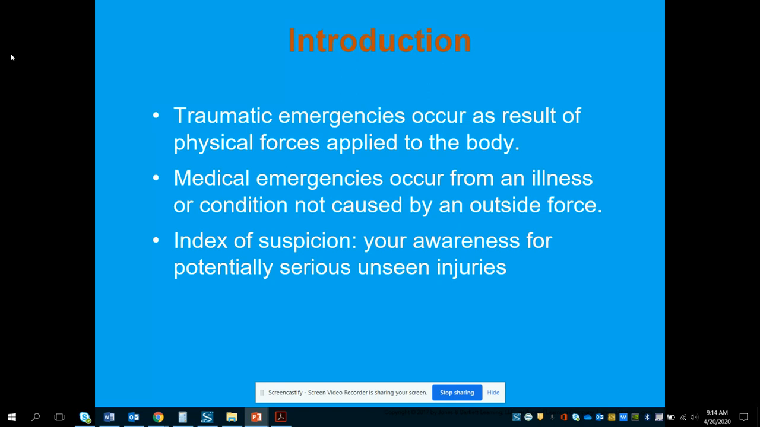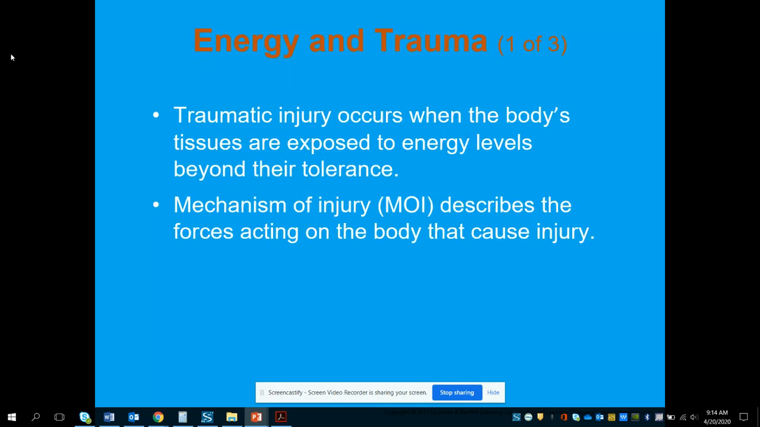And so what it means to have a high index of suspicion would be you're looking at the mechanism of injury. So I always say a motorcycle crash. Let's say the patient was ejected off of their motorcycle, but they're walking around when you get on scene. Well, just because they're walking around doesn't necessarily mean that there are not potentially dangerous unseen injuries there that we definitely need to be concerned about. And so your awareness of that, your assessment of that, your need to remember that there are things that could be going on inside, that's your index of suspicion.